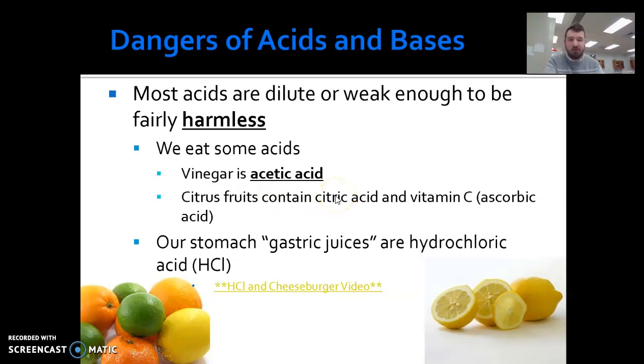Most acids are dilute or weak enough to be fairly harmless. Most things you eat are pretty acidic, but they are not causing you to keel over and have to go to the hospital. So we eat acids. Some common ones are vinegar, which in chemistry we call acetic acid, or citrus fruits, which contain citric acid and vitamin C. Right? And in order for our bodies to digest the food that we eat, we have hydrochloric acid, which is a strong acid that will help break down your food. And we call these gastric juices.